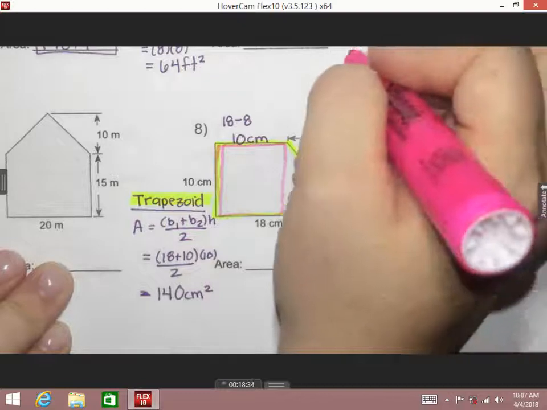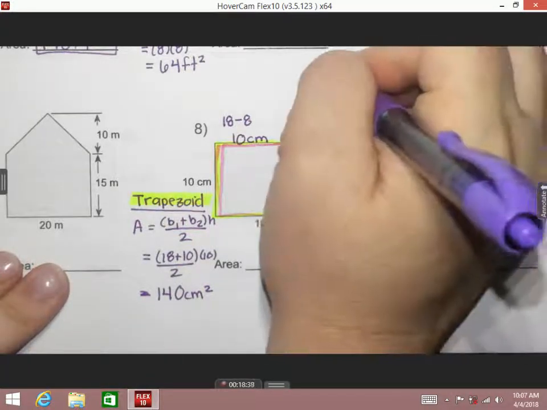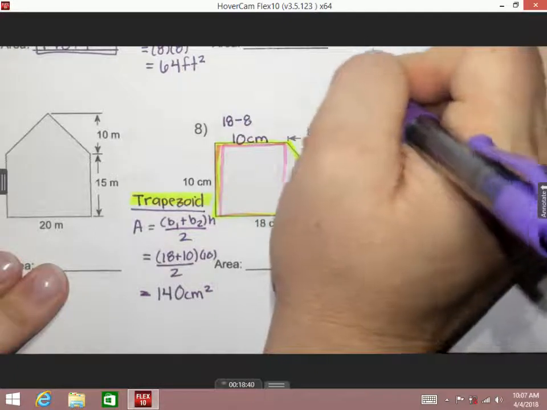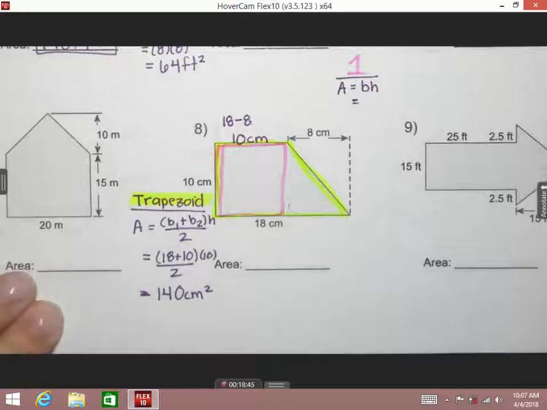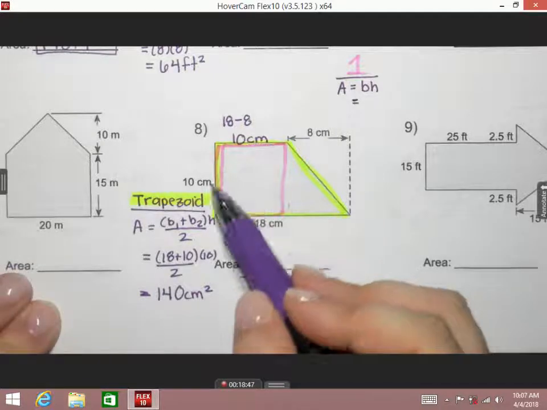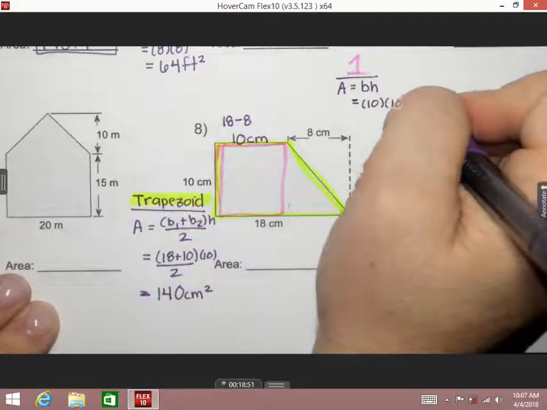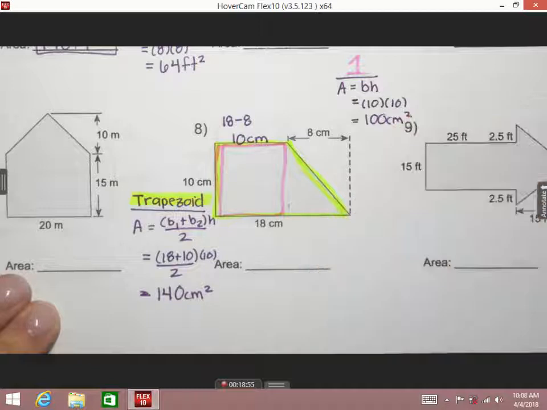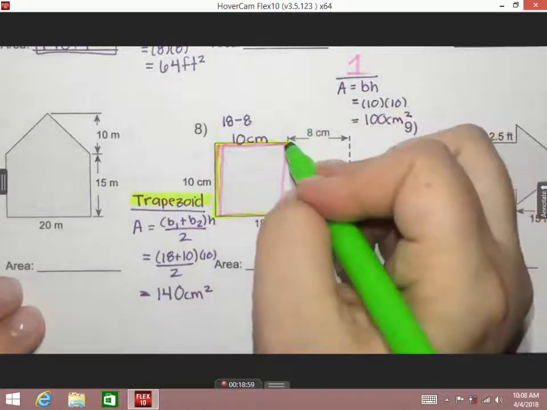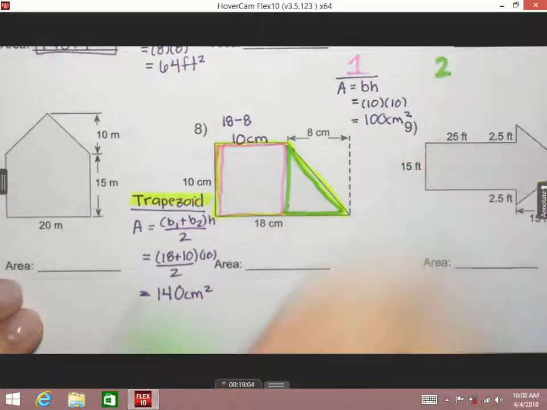So for shape 1, that's going to be area equals base times height, right? So what are my base and height on that pink shape? 10 times 10, which gives me 100 centimeters squared. Then my second shape is going to have to be that triangle. So that's going to be shape 2.